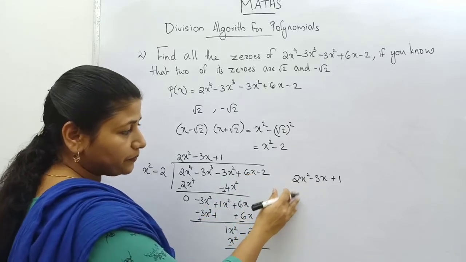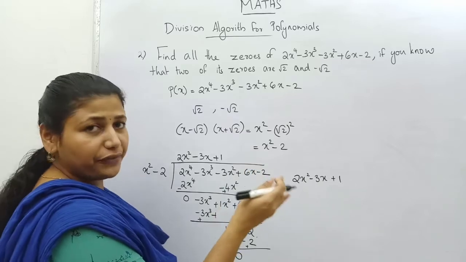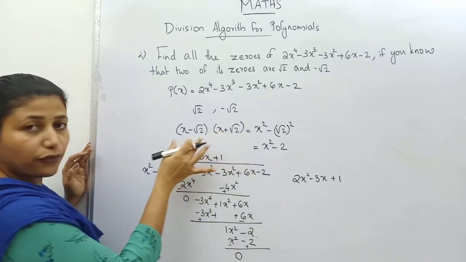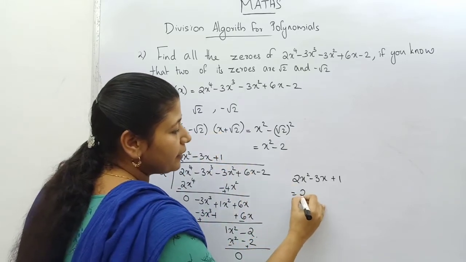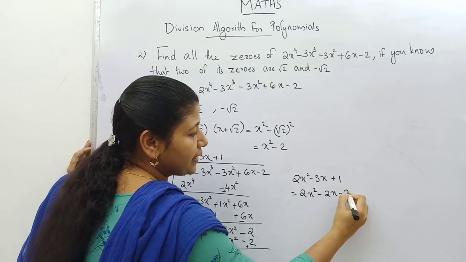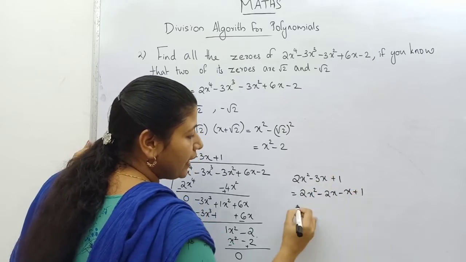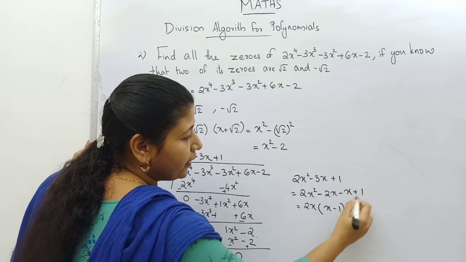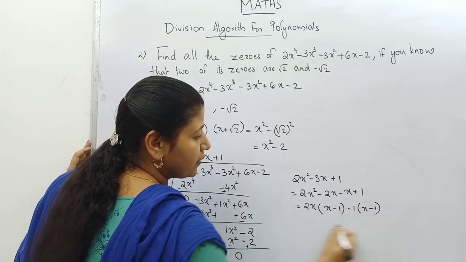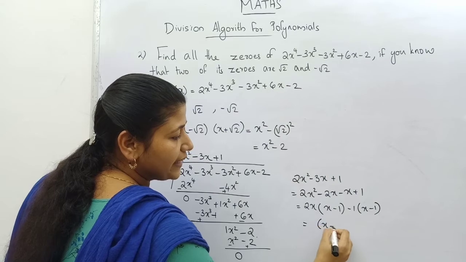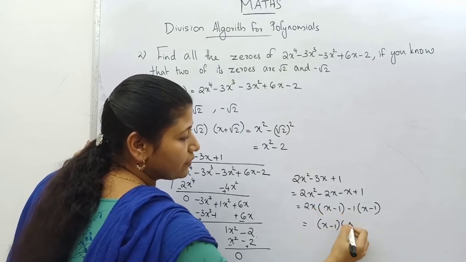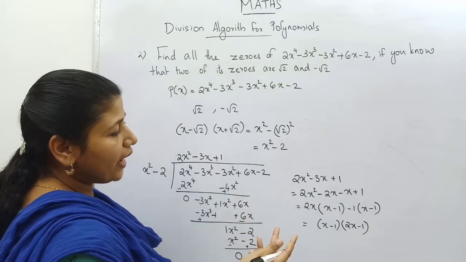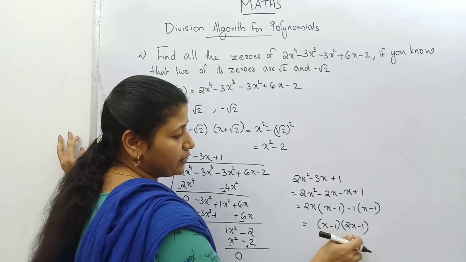Now we can change this 2x^2 - 3x + 1 into linear polynomials. We can split the middle term: 2x^2 - 2x - x, which is negative 3x, plus 1. Take 2x outside from here, you will get x. Here it will be 1. Taking negative 1 outside, you will get x minus 1. So the common factor is x minus 1. Take this x minus 1 outside and you will get another factor, 2x minus 1. So our two more factors are x minus 1 and 2x minus 1.